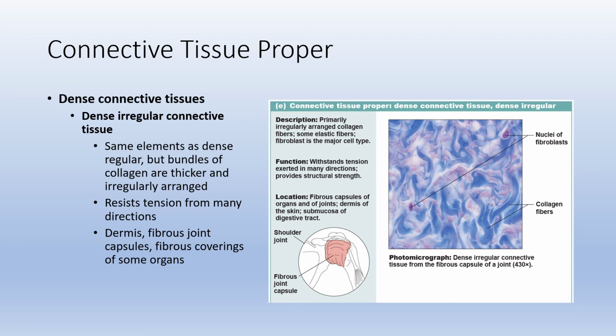In addition to dense regular, we also have dense irregular, and as its name suggests, these collagen fibers are going to be irregularly arranged, and this is great because they provide for pull and tension in many different directions. We will see dense irregular connective tissue in the dermis, or helping to form the skin. We will find it in joint capsules like the shoulder joint, and we will also see it covering some organs in the digestive system.